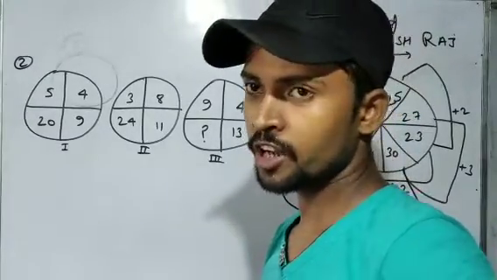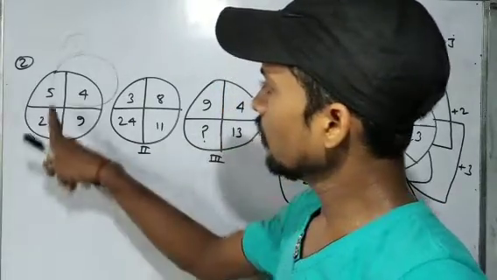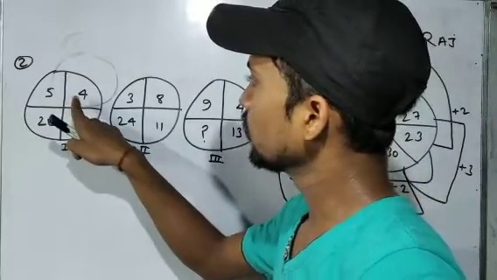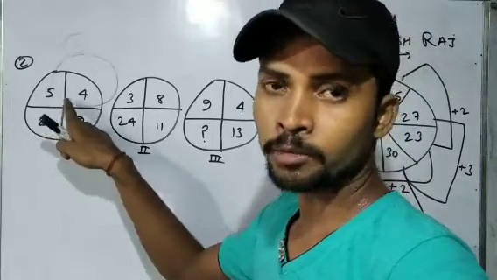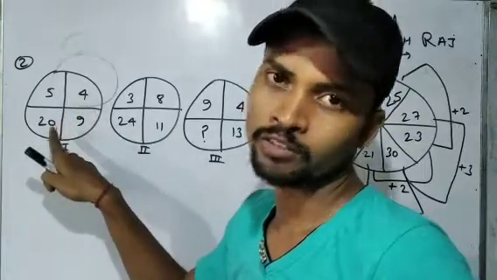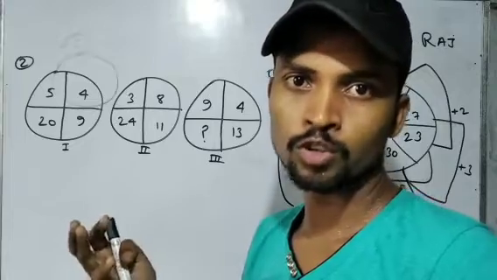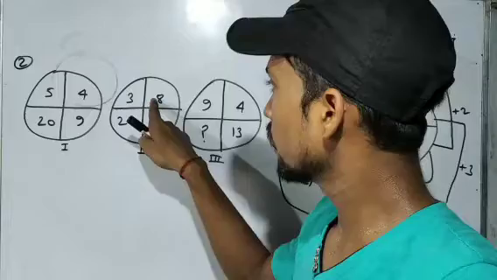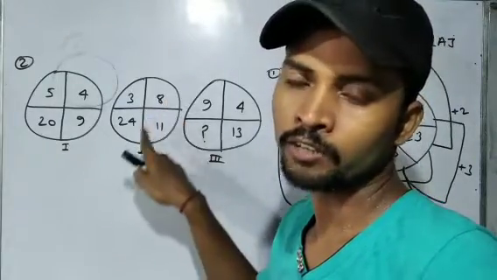First of all, we have to understand how the numbers in the boxes have been written. When 5 plus 4 is added, we get 9, and 5 multiplied by 4 gives 20. Understand? 5 multiplied by 4 gives 20, and 5 added to 4 gives 9. According to this process, we apply it to the next circle. 3 added to 8 gives 11, but 3 multiplied by 8 gives 24.